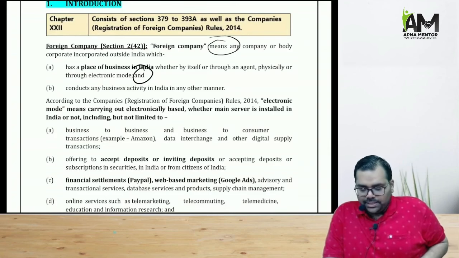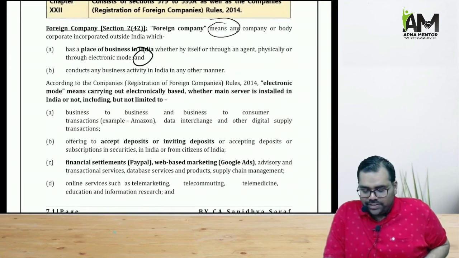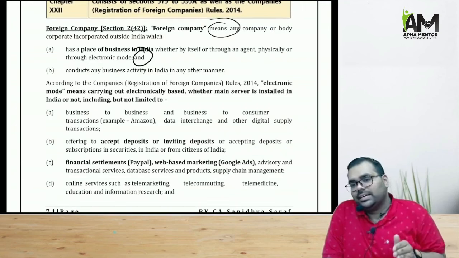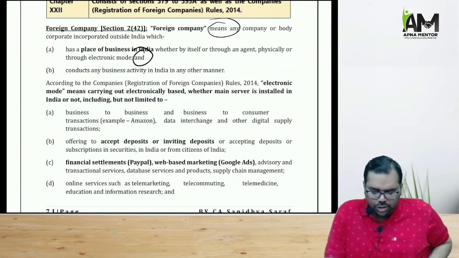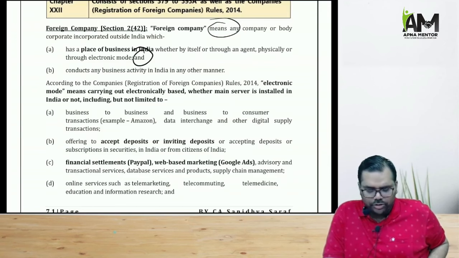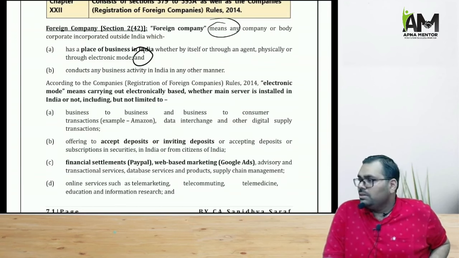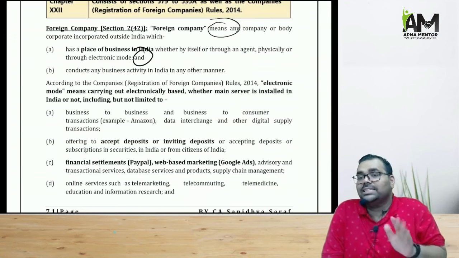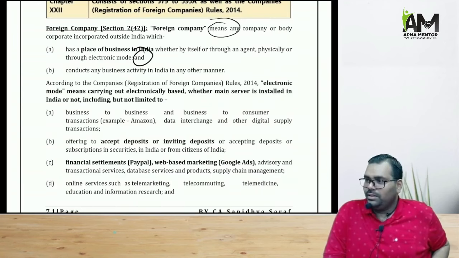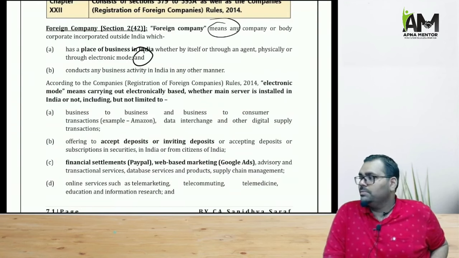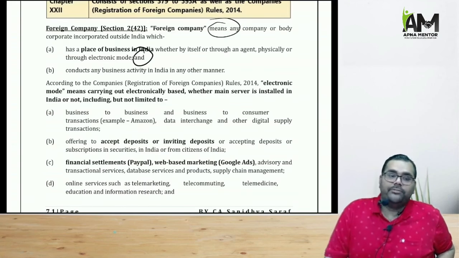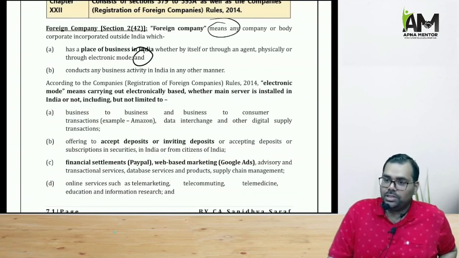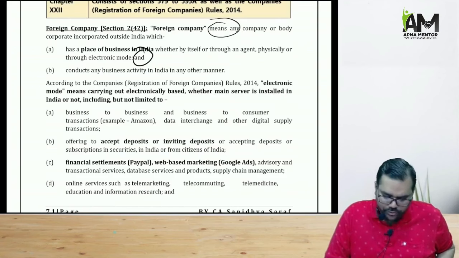So place of business in India, whether by itself or through an agent, physically or through electronic mode, and conducts any business activity in India in any other manner. Now they have clarified electronic mode. What do we mean by electronic mode? So they are saying they are doing the business digitally, digital India. Any kind of business. You see Amazon, that is doing the business digitally in electronic mode. It is a foreign company. Flipkart is an Indian company only, sorry. Amazon, that is a foreign company.